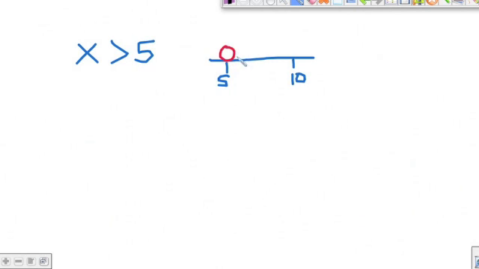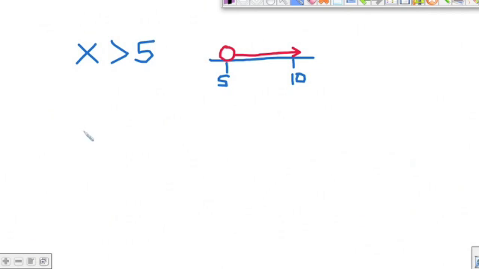So if I had something like x is greater than 5, when I draw my number line, I am going to write that x is some number larger than 5. So I'm going to put 5 down here. And let's just put 10 down here to show that we're going larger. Now I'm going to do an open circle because this is not an equal to, and my line is going to go in this direction.